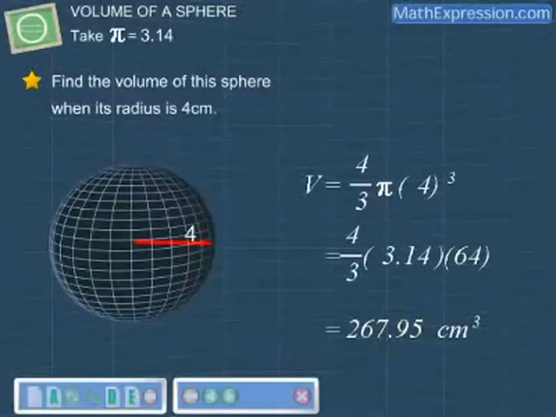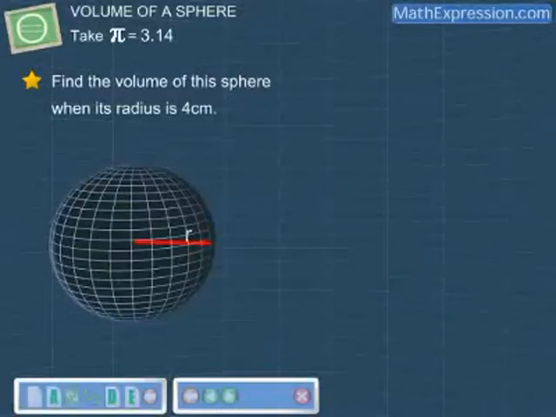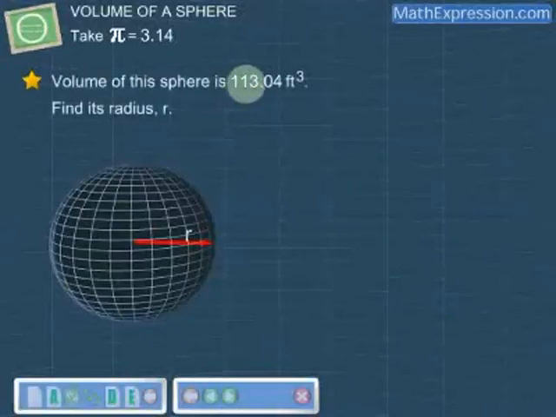Next example. The volume of this sphere is 113.04 cubic feet. Find its radius, r. Now, let's begin with the formula for the volume of a sphere. V equals 4 over 3 pi r cubed. Here, we can see that since the values for volume and pi are given, we can find the radius r by solving this equation for r. Here's how. First, it is easier to work with this equation if we rewrite it as V equals 4 pi r cubed over 3.